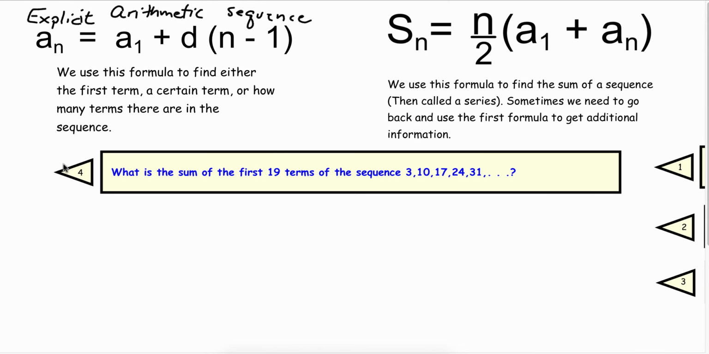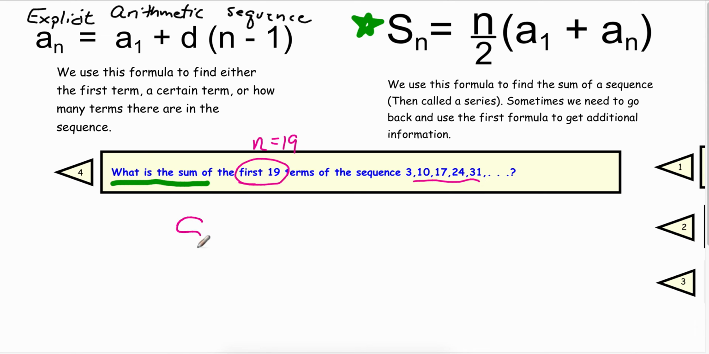All right, so let's see what this one says. Finally, it's saying, what is the sum? Awesome. I get to use this other equation. Finally, they're talking about sum. So let's see what they got us to do here. The first 19 terms, and here's the sequence. Okay, so to do the sum, we know that this means n is 19.